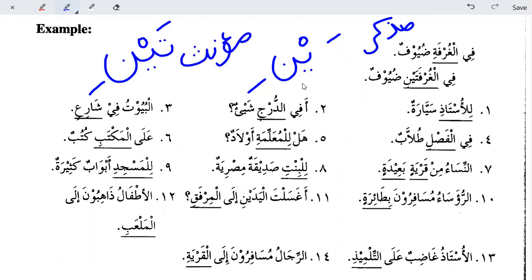Muannas majrur. And when we use muallimat, yani ta, muallimata instead of taini, when it is marfu, then you will use muallimatani. When it is mansub or majrur, you will say muallimataini.